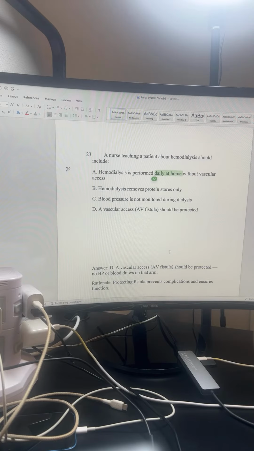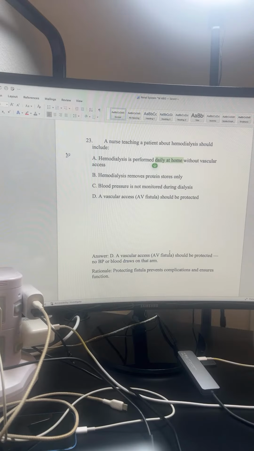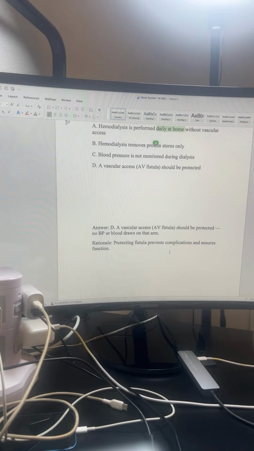So the vascular access should be protected. No blood pressure, no blood draws on that arm. Protecting the fistula prevents complications and ensures function. So what are you expecting at the fistula side when you're doing your assessment? Thrill and bruit. Yes, feel for the thrill and hear the bruit. Definitely you want to make sure you're checking.